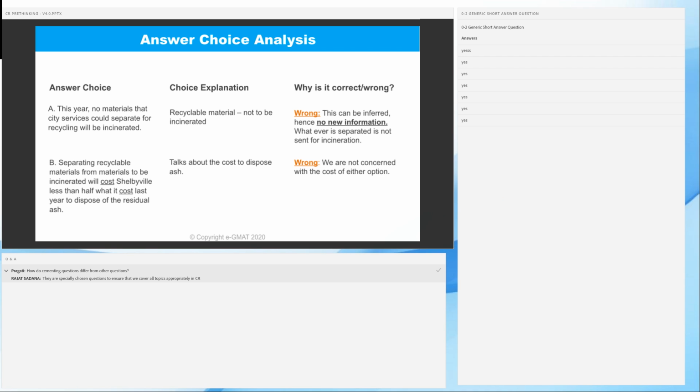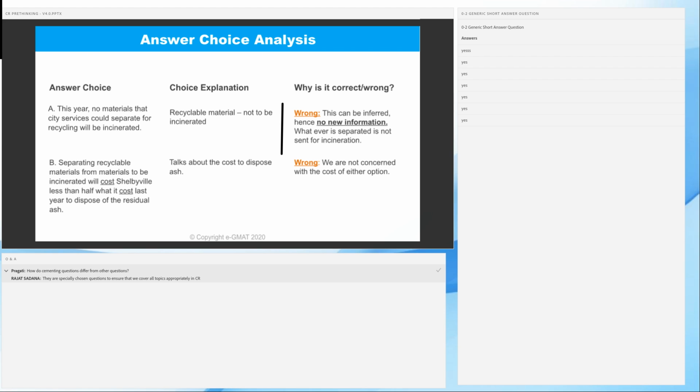Let's hide this. Choice A says, this year, no materials that the city services could separate for recycling will be incinerated. Essentially, what's recycled is not burned. That must be true? Absolutely. But does it provide new information? Absolutely not. Why? Because you can infer this from the argument itself. Choice B, no one chose choice B. So this is wrong because there's no new information here.